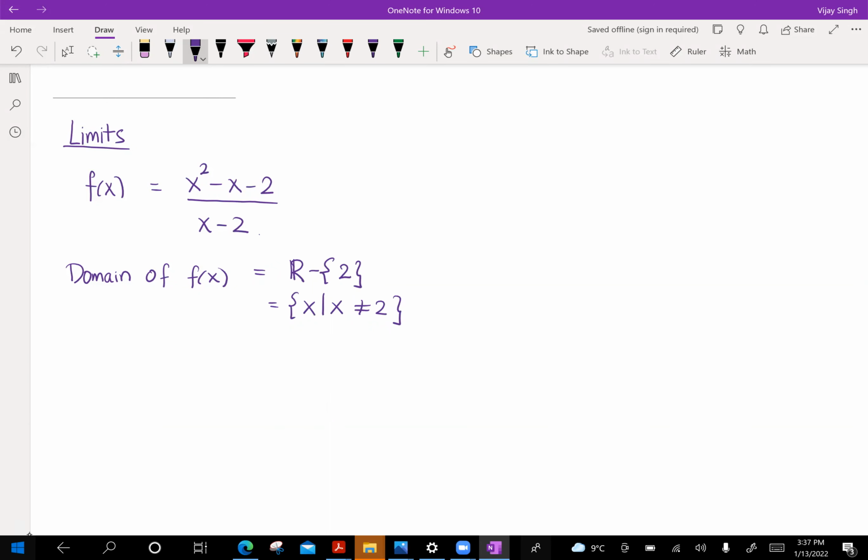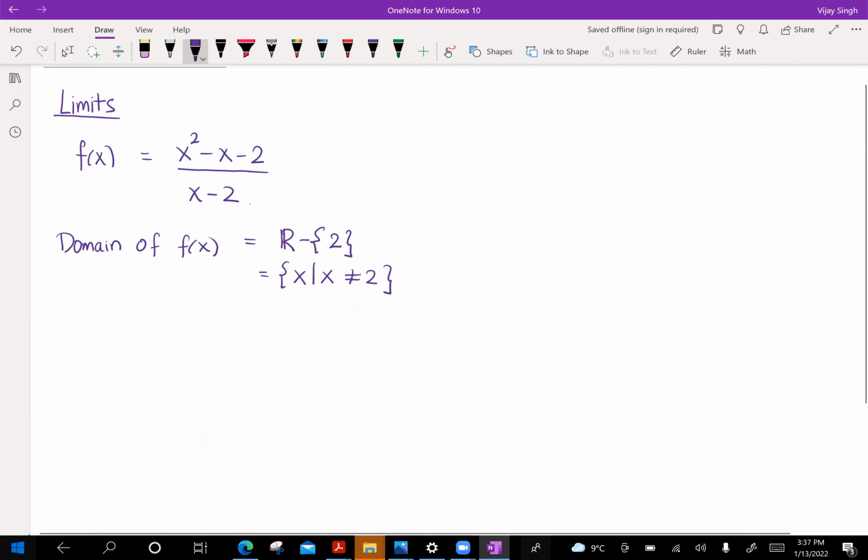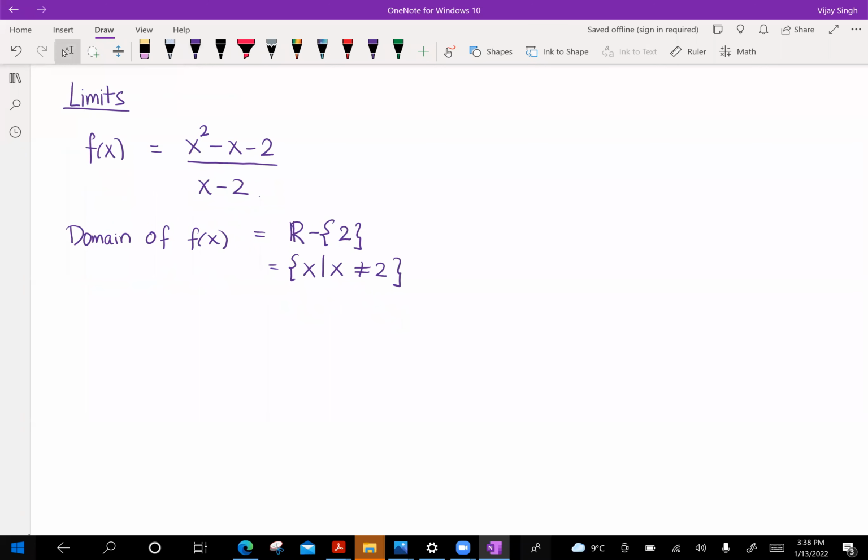So generally, at 2 it's not defined. Generally we basically discard 2 completely and we do not talk about 2 at all, right? However, let's do the following. Let's try to see if x goes closer to 2, does your function go closer to some value or not? What do I mean by that? Let's take x closer to 2, say for example 1.9, 1.99, 1.999. And I'm wondering what happens to f of x in that case.